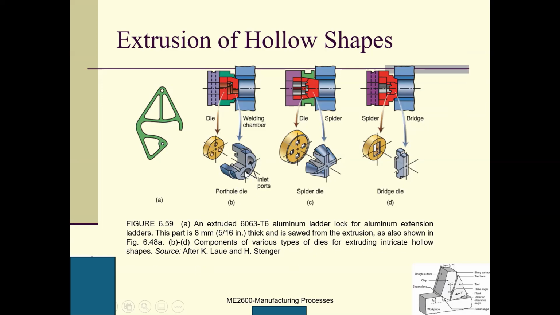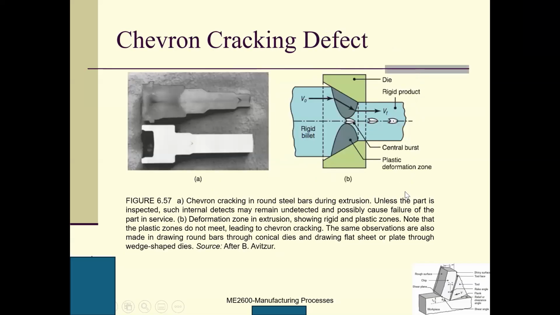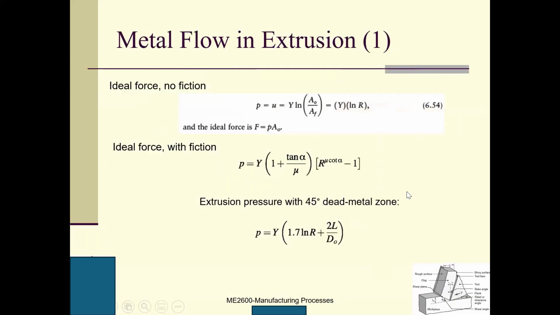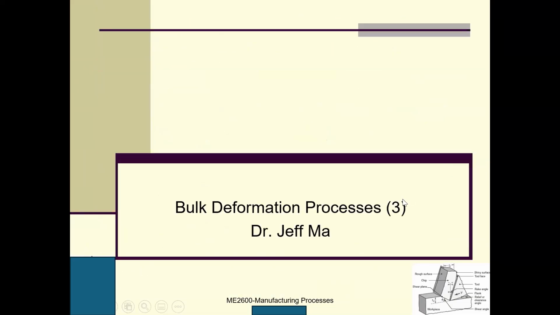This is intricate. This is a die, a different die. This die has orifices. All right. So this is orifice 1. This is orifices. This is inlet ports. And this is a porthole die. Right? So this is a spider die. So this is a bridge die. So these are pretty much for the extrusion. And any questions so far?